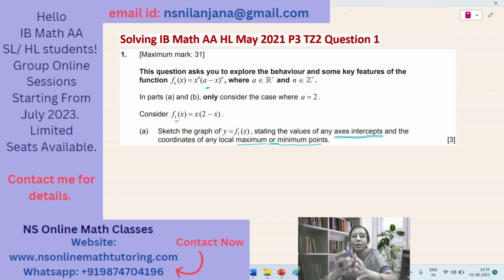The vertex will be on the line of symmetry. So if you put x equal to 1 in this, 2 minus 1 will be 1, times 1 is 1. So the maximum point will be (1, 1). We in fact do not have to use the calculator. If you want, you can use the calculator, but I don't think there is any necessity.